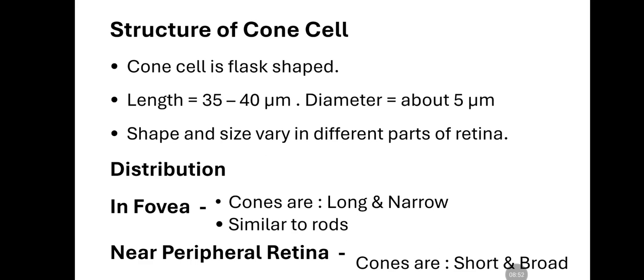Structure of cone cell. Cone cell is flask shaped. Length is about 35 to 40 micrometers. Diameter is 5 micrometers. Shape and size vary in different parts of retina. Distribution in fovea, cones are long and narrow, similar to rods. Near peripheral retina, cones are short and broad.